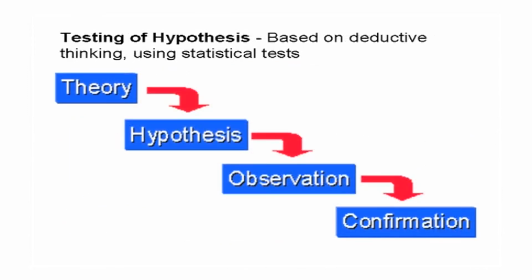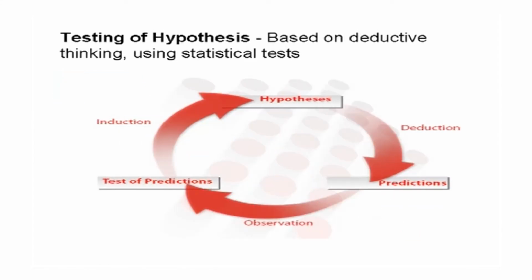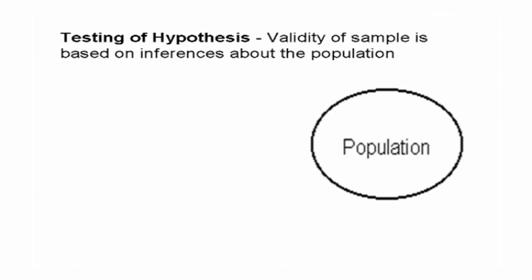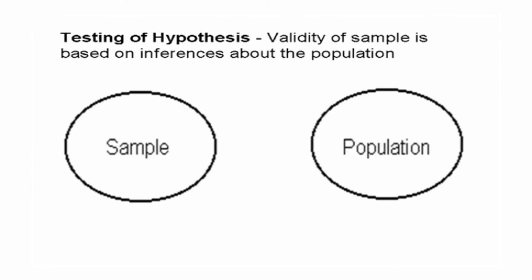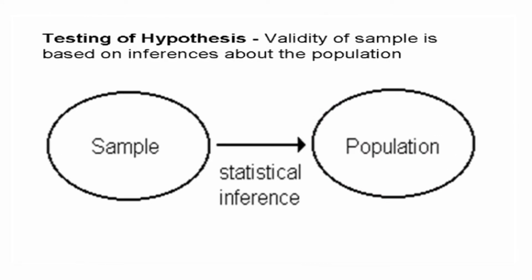The second one is testing of hypothesis. It is based on deductive thinking using statistical tests of significance. One can establish the validity of the sample based on inferences about the population.